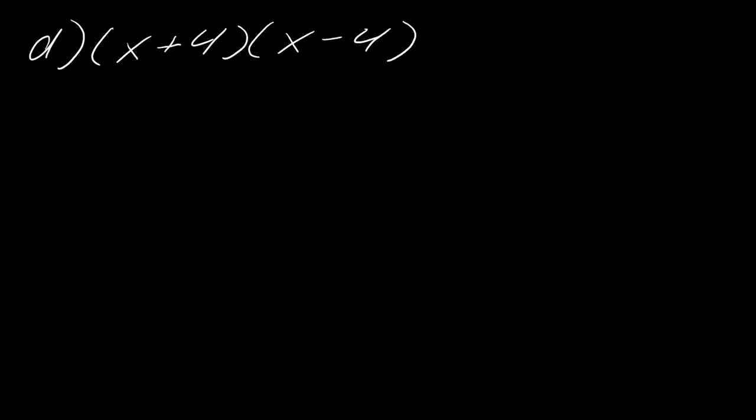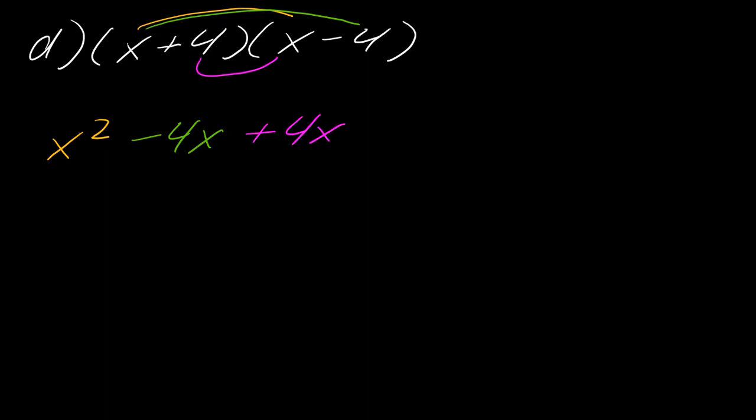Okay, so the next problem that I want to show you is very much the same thing, but this has a special name. So I wanted to just show you what happens with this and then tell you what the name is. If we go through this, I've got x times x is x squared. I've got x times negative 4 is minus 4x. I've got 4 times x is positive 4x. And then I've got 4 times negative 4, so this is minus 16.